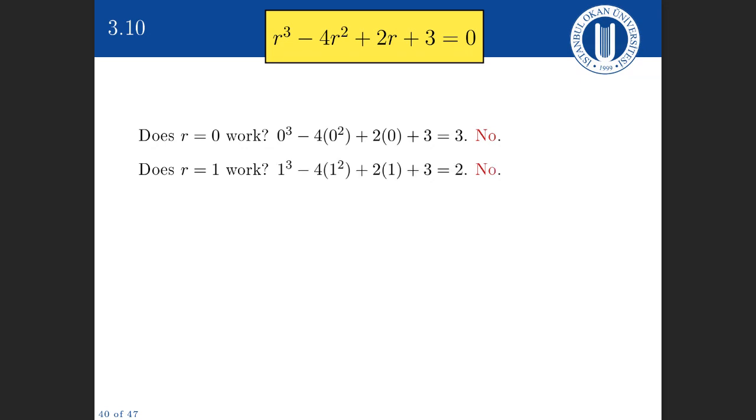1 cubed minus 4 times 1 squared plus 2 times 1 plus 3 is not 0. No, doesn't work. Let's try again. What about minus 1? Does that work? No. Let's go to the next number.